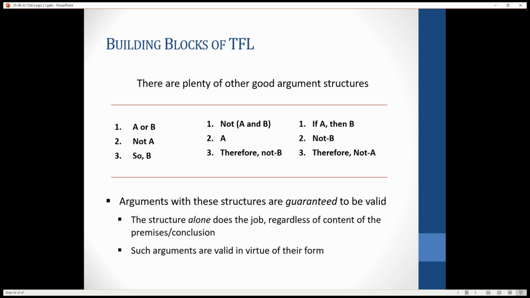I just gave you an invalid argument. Remember, we have a way to tell when an argument's invalid. What would we do to show an argument's invalid? How would we show an argument's invalid? In virtue of that definition, what would we need to do? Premises are true, but conclusions false. Nice. So we come up with a scenario where the premises are true and the conclusion's false.